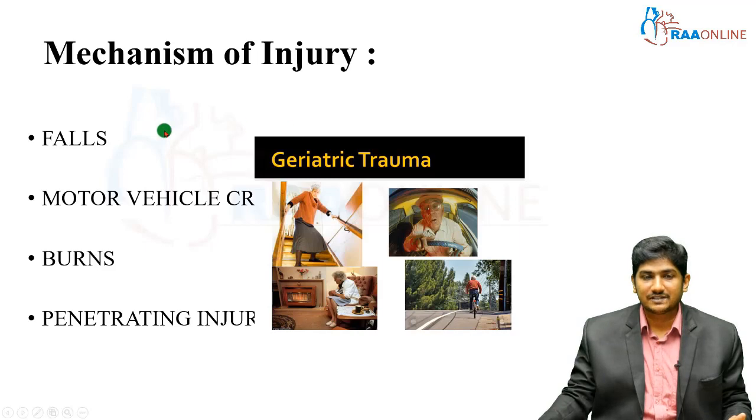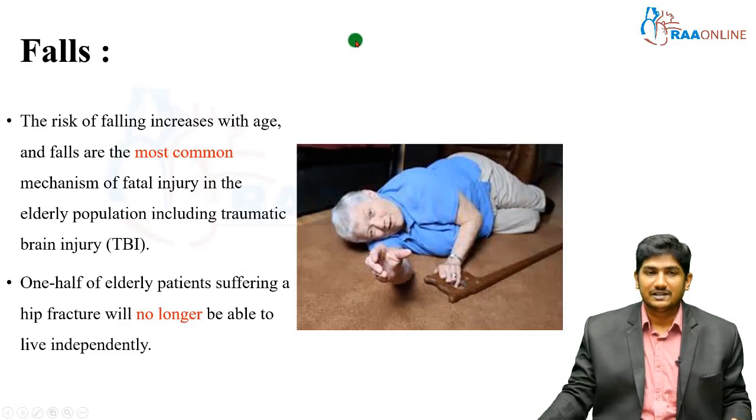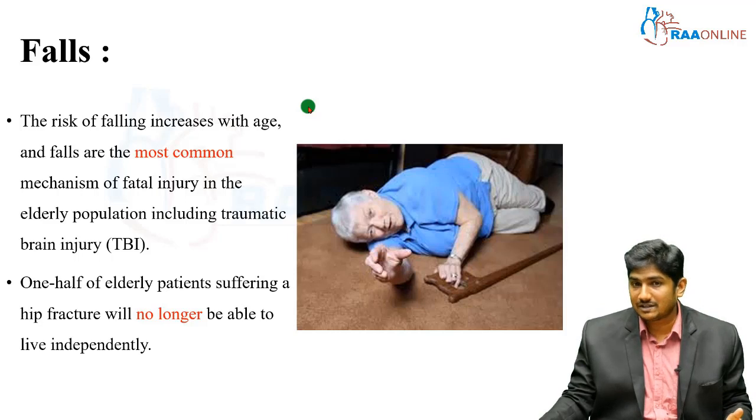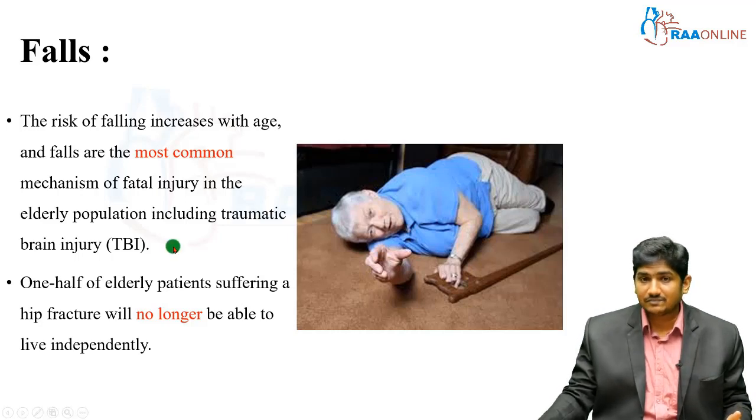It's a fall, motor vehicle crash, burns, and penetrating injuries. Falls: the risk of falling increases with age, and falls are the most common mechanism of fatal injury in the elderly population, including traumatic brain injury. Understand that 1/2 of elderly patients suffering a hip fracture after a fall will no longer be able to live independently at all. So it's going to affect them chronically.